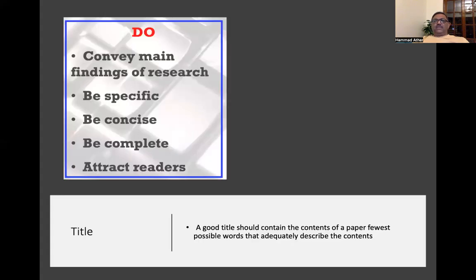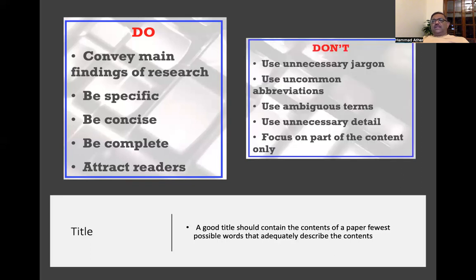Convey the main research findings in your abstract: be specific, be concise, be complete, and attract readers. Don't use unnecessary jargon, uncommon abbreviations, ambiguous terms, or unnecessary detail, and don't focus on part of the contents only. A good abstract is basically a concise statement of all your work. It's really the essence of your entire manuscript.